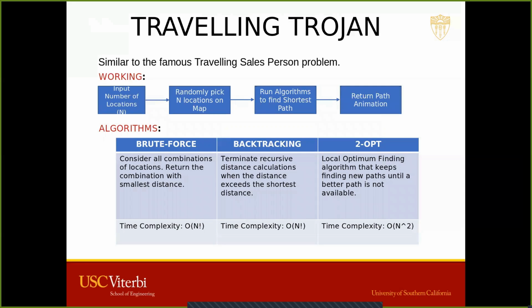The next function which we implemented is Traveling Trojan. This is similar to the famous traveling salesperson problem, where we have a few locations to travel. So first, our algorithm works in such a way that we give the input as the number of locations, and the function randomly picks n locations on the Trojan Map, and it runs algorithms to find the shortest path and returns the path as an animation using OpenCV.